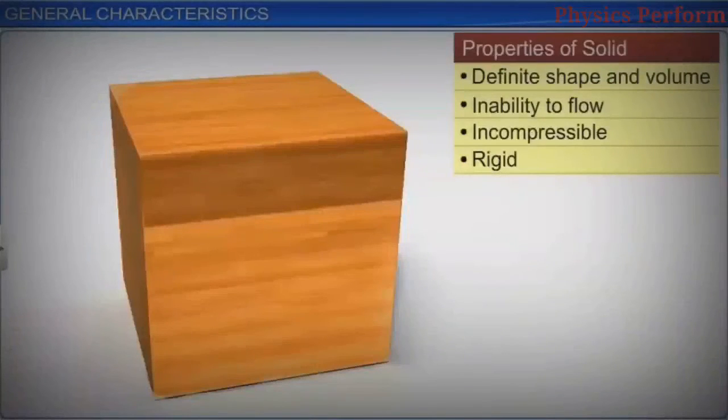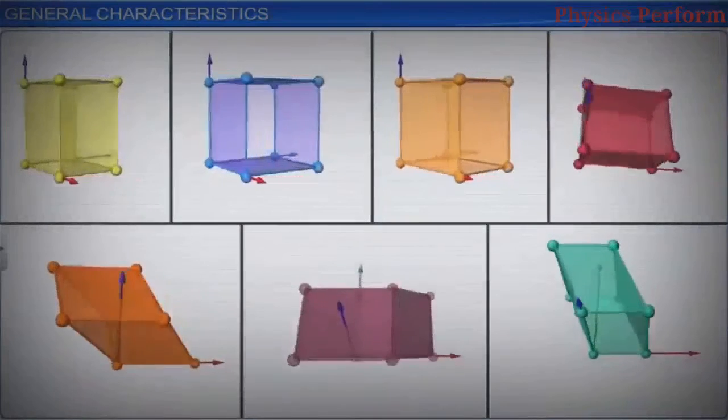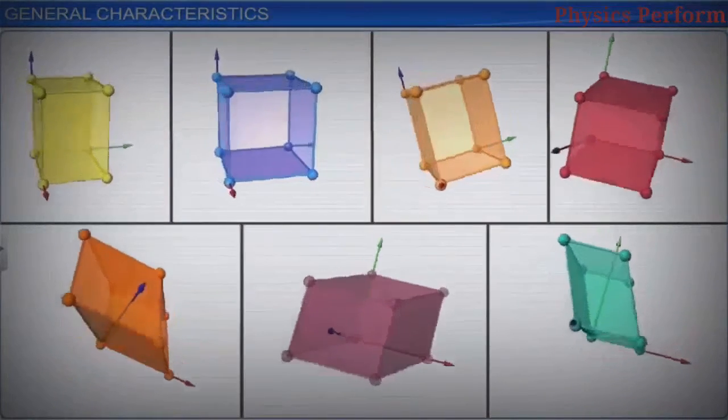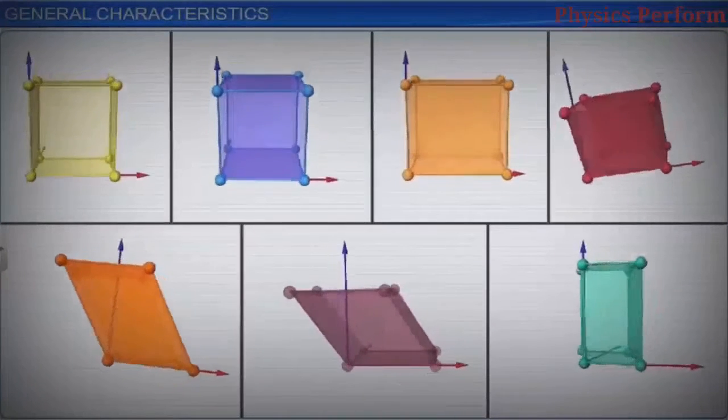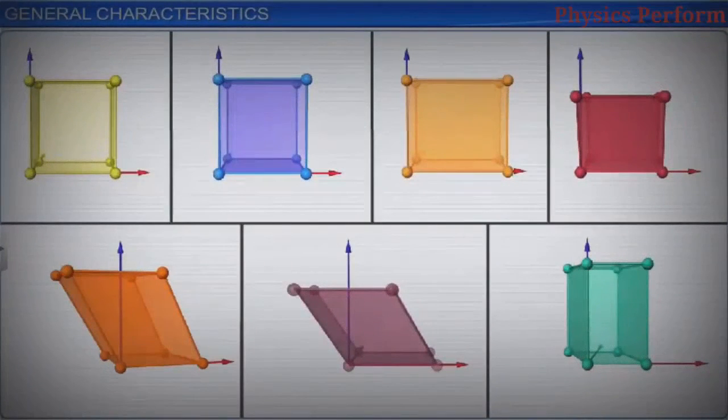Let's take a quick look at how the structure and properties of a solid are correlated to one another. The nature of the constituent particles, the forces of attraction between them, and their arrangement together determine the structure of a particular substance. The properties of any solid substance ultimately depend on its structure. Hence, any change in the structure of a substance changes its properties.